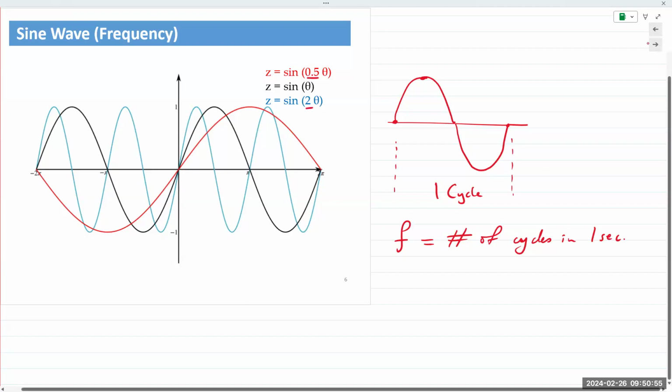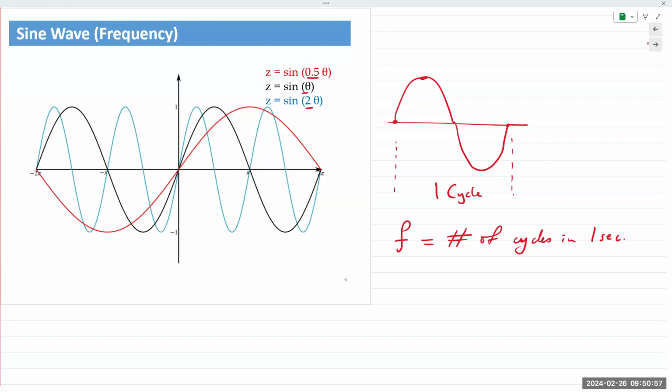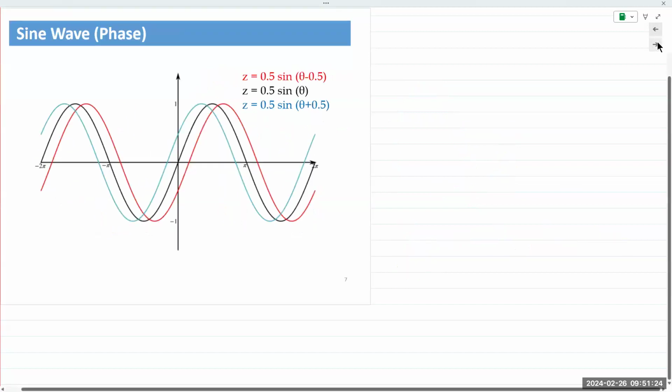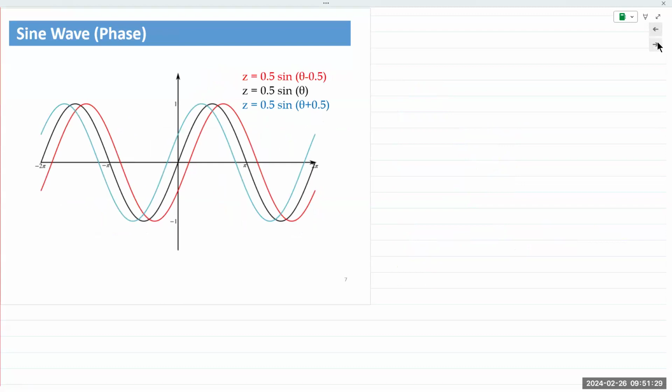Frequency is obtained from omega, from that waveform. So this is 2 hertz, 1 hertz, and then half a hertz. The unit is named after the German physicist Hertz. I can't recall his first name right now. The unit is Hz. And then finally we come to phase. How many of you will be able to describe phase?